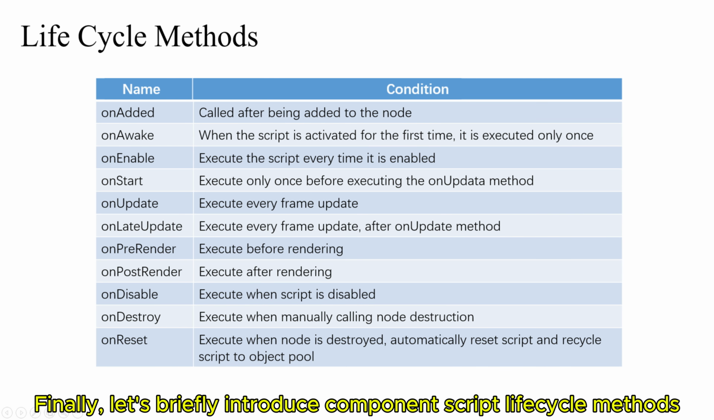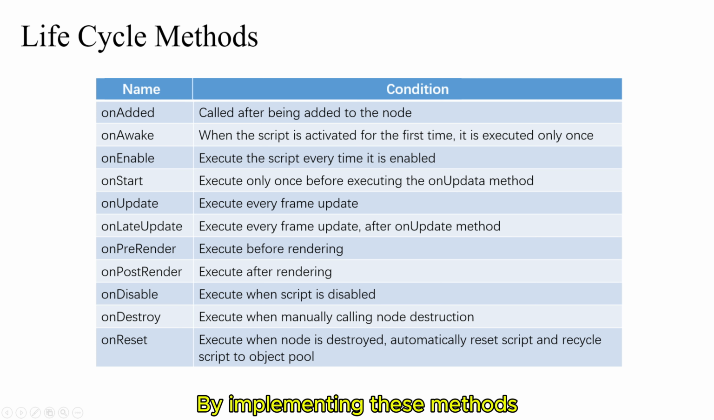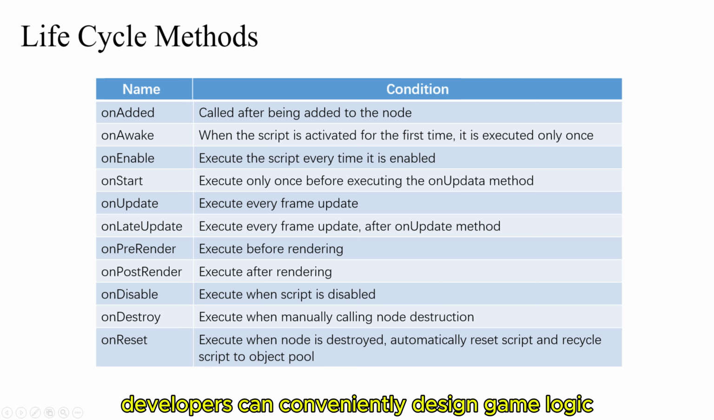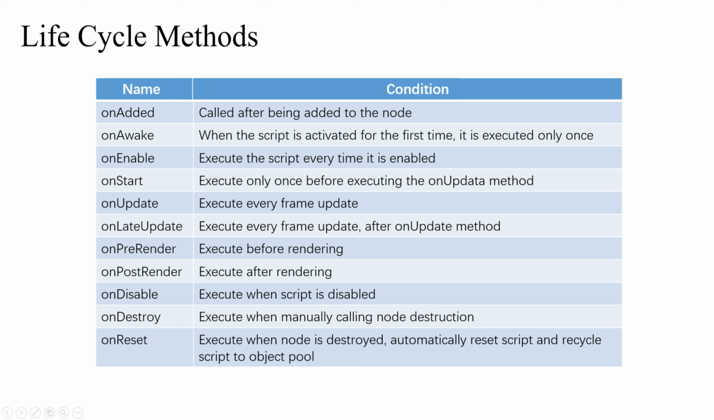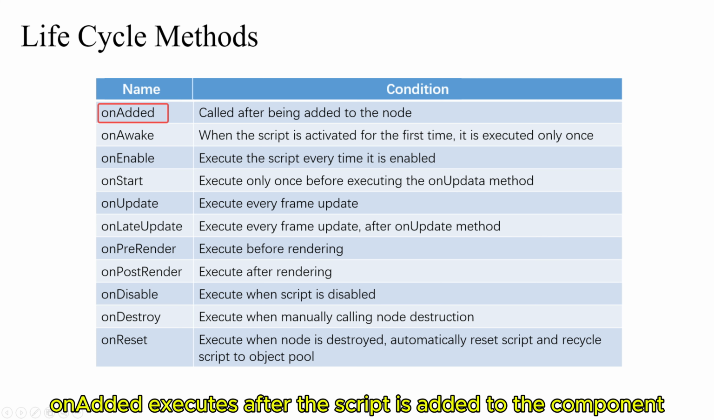Finally, let's briefly introduce component script lifecycle methods. Lifecycle methods are essentially a series of functions that automatically execute in sequence when scripts run. By implementing these methods, developers can conveniently design game logic. Layer Engine has the following lifecycle methods. onAdded executes after the script is added to the component.